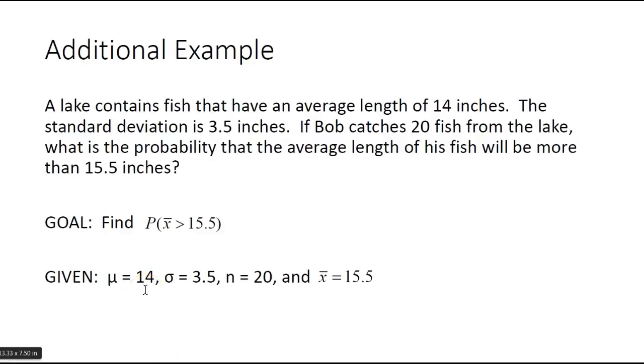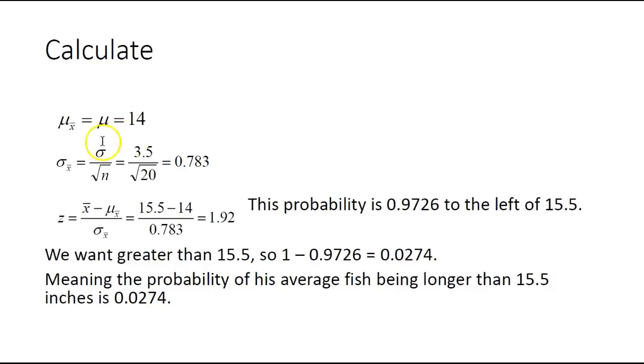So what they gave us was a population mean of 14, a population standard deviation of 3.5. He's going to take a sample of 20, and he's comparing all this to a sample mean of 15.5. Okay, so plugging all this in, in the appropriate spot, we know that the mean of the means is 14. Going through the standard deviation formula here, we're going to use for the standard deviation 0.783. Okay. Notice that the sample size impacts that greatly. And then using the z-score, comparing 15.5 to 14, we get a z-score of 1.92.